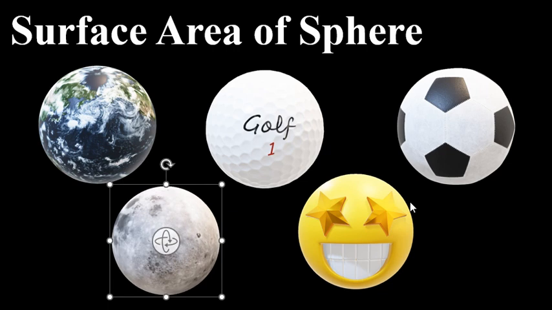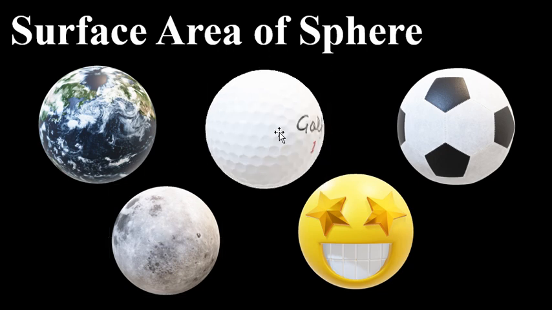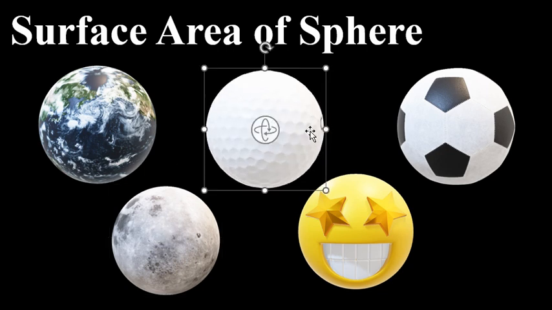Now, how can we find the surface area of a sphere? To do that, we need to understand a few things about a sphere. First of all, you should know how to find the radius, diameter, chord, and tangent about a sphere.